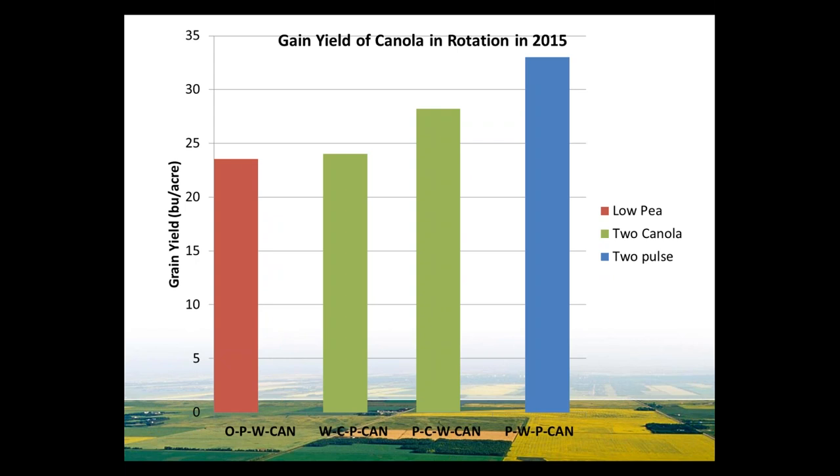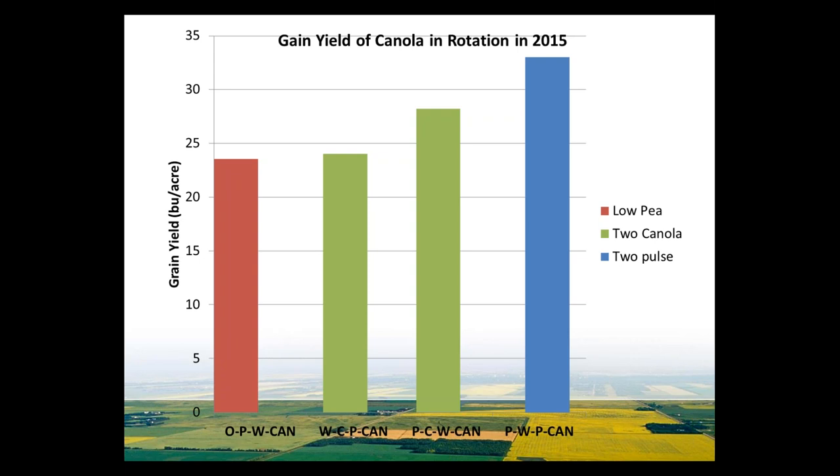These are looking at the canola part of the rotations. The orange has one canola and one pea. The green has two canolas, and the blue has two pulses. So in this one, it's the canola after the peas, and in this one, it's the canola after the wheat. And over here, it's canola after wheat, but of course, we have the peas only once.